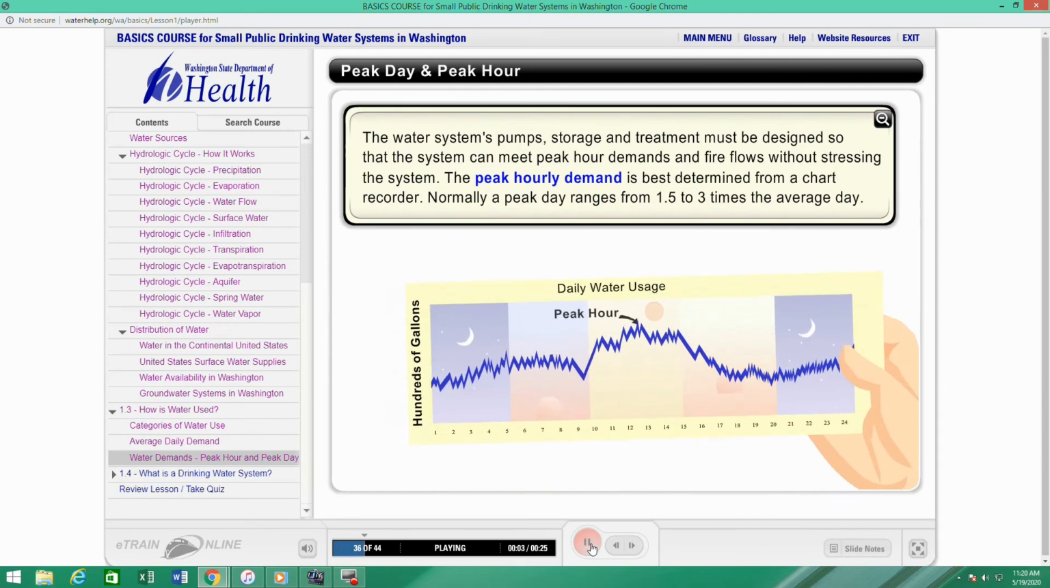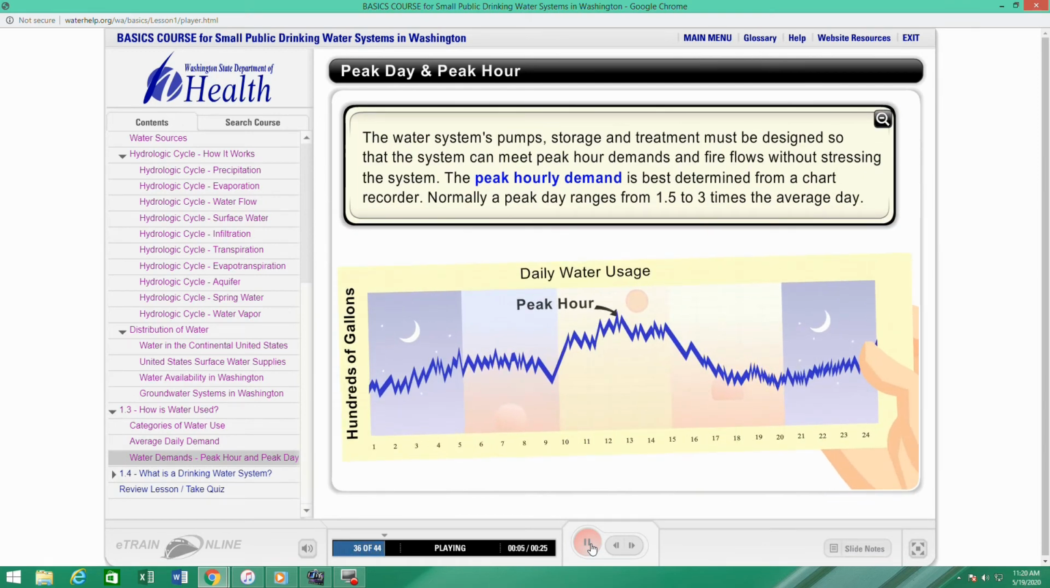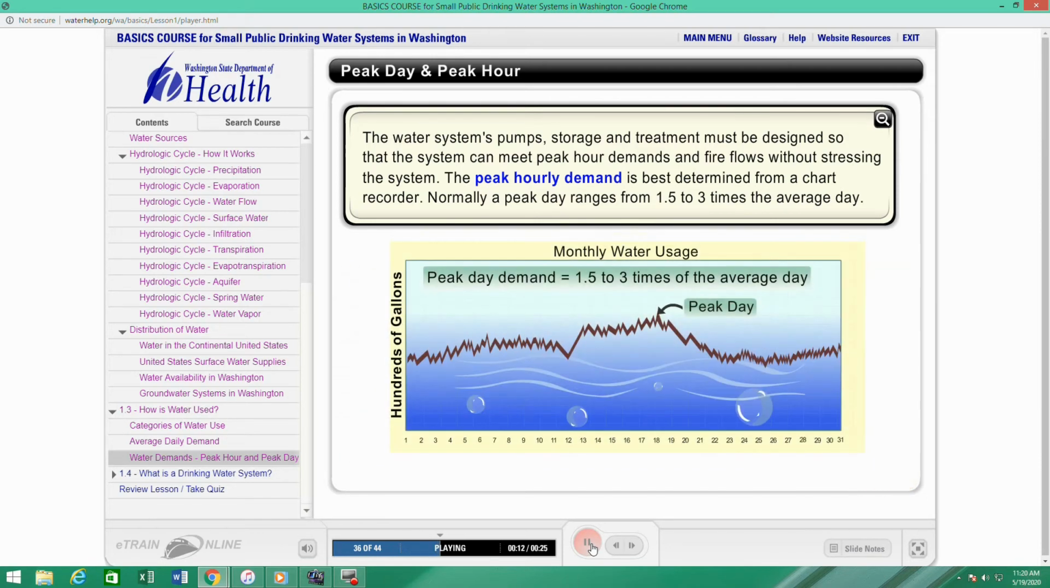The water system's pumps, storage, and treatment must be designed so that the system can meet peak hour demands and fire flows without stressing the system. The peak hourly demand is best determined from a chart recorder. Normally, a peak day ranges from 1.5 to 3 times the average day.